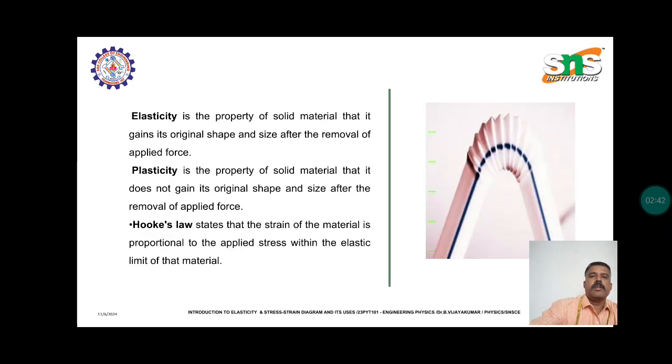So elasticity is the property of a solid material that it regains its original shape and size after the removal of the applied force. But plasticity is the property of a solid material that it does not regain its original shape and size after removal of the applied force. So Hooke's law is a principle of elasticity. The strain of the material is proportional to the applied stress within the elastic limit.